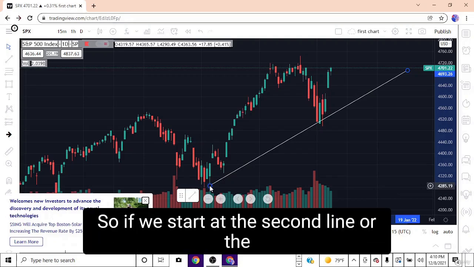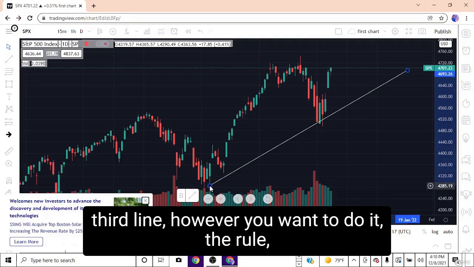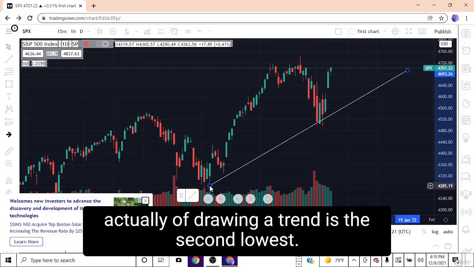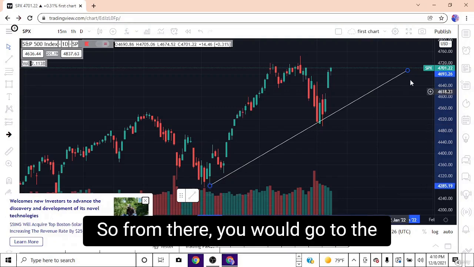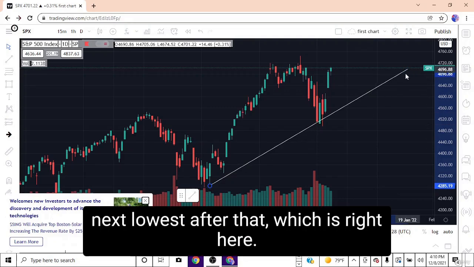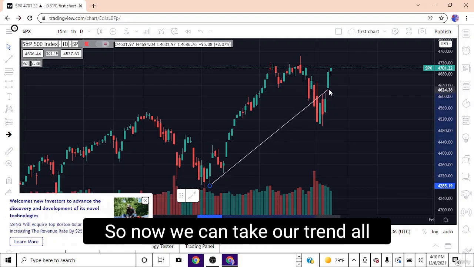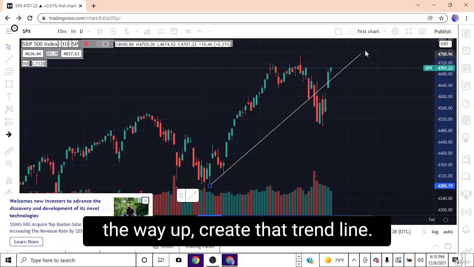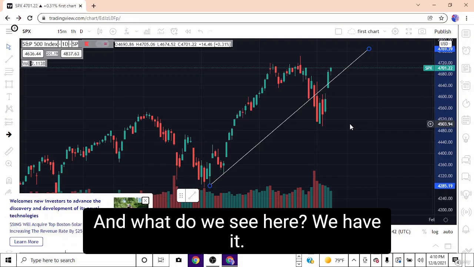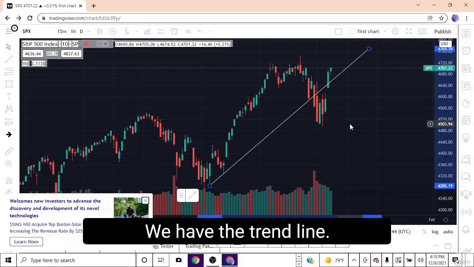So if we start at the second line or the third line, however you want to do it, the rule of drawing a trend is the second lowest. From there you would go to the next lowest after that, which is right here. And that's this point right here. So now we can take our trend all the way up, create that trend line, and what do we see? There we have it. We have the trend line.